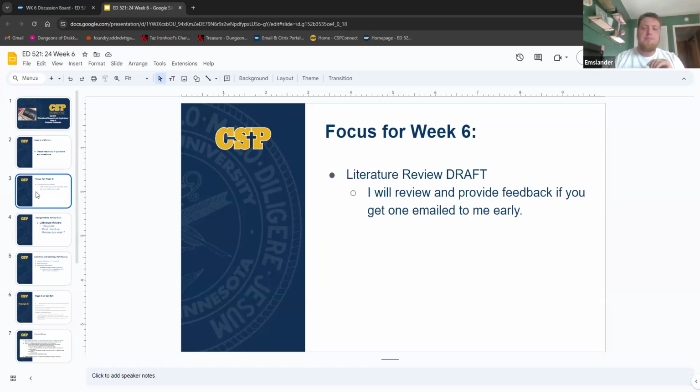The focus for this week is to have a literature review draft. If you email it to me this week, I will try to review and provide you feedback. The earlier the better. I'm going to do them in the order I get them. Even if that is just your rough outline and you just want feedback on whether this seems like I'm going in the right direction, that is fine. I will respond. I promise.